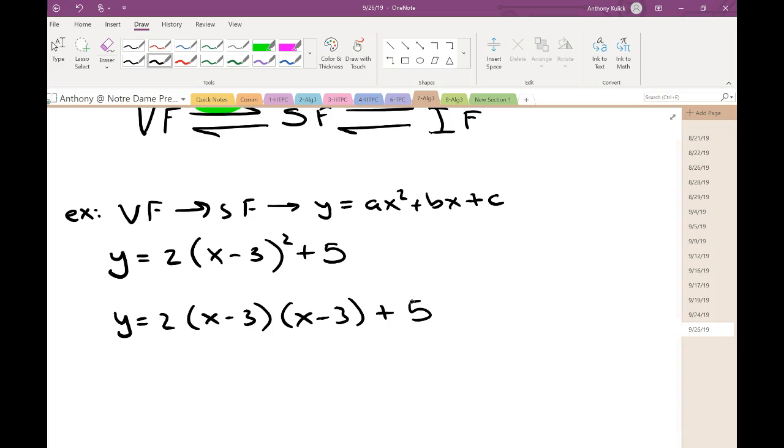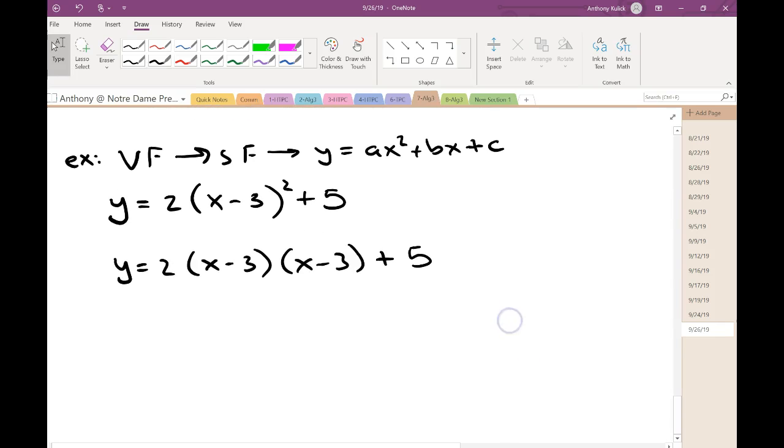No. Times 2 is not the same thing as squaring. Which is not being times by 2. Think about 3 times 2, which is 6, but 3 squared is 9, right? So multiplying by 2 and squaring are not the same thing. That's okay? All right. So everybody okay with what we've done to rewrite this?